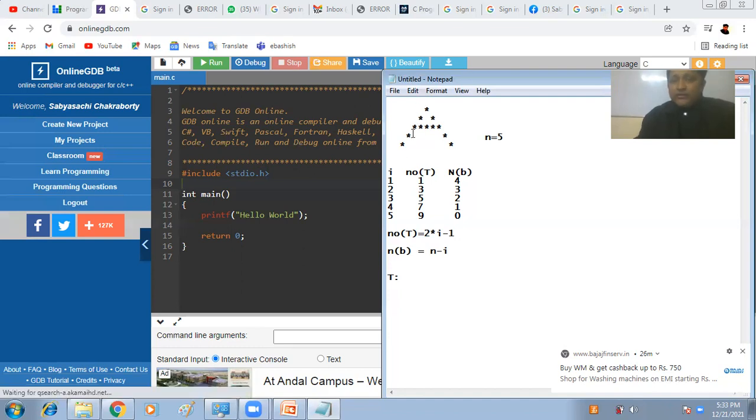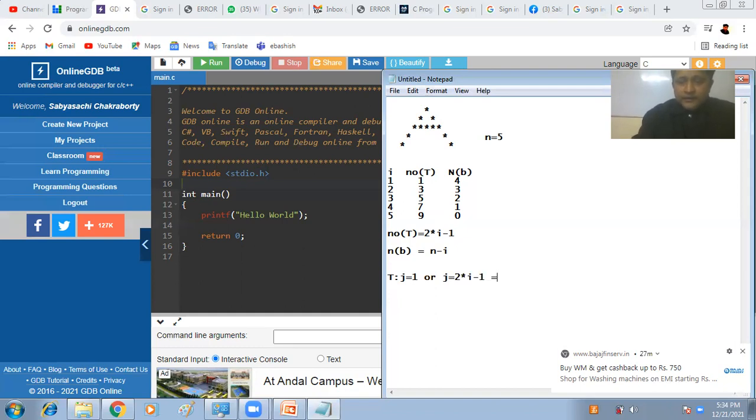If I is a counter representing the row and J is a counter representing the column, then for this pyramidal structure, the J counter for this particular triangle, when J equals 1 or J equals the last terminal value 2i minus 1, there will be a star. So J equal to 1 or J equal to 2 into I minus 1, there will be star.